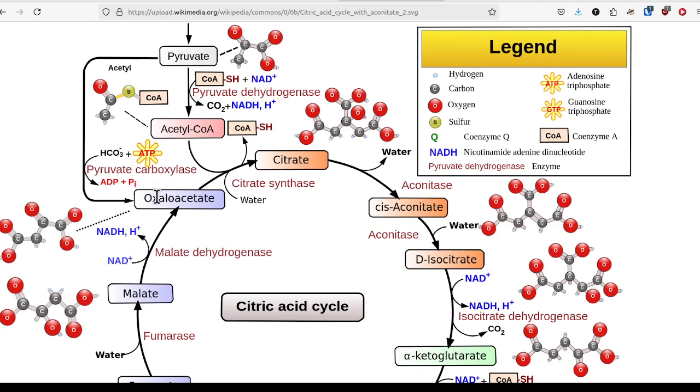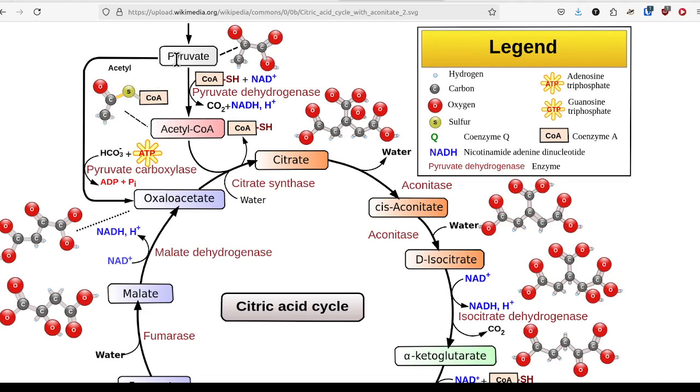Here, if the citric acid cycle needs this molecule oxaloacetate, shown here, 1, 2, 3, 4 carbons, and carboxylic acid, a ketone group here. It needs this in order for it to make citrate and go around the cycle. So if for some reason your oxaloacetate is low in the cell, you need to make more of it.